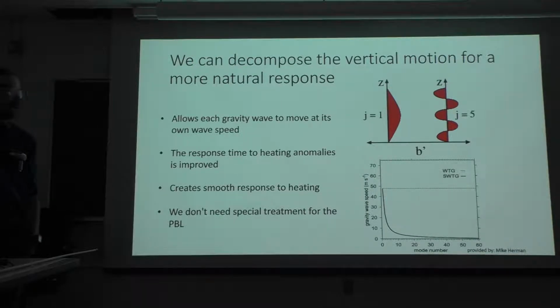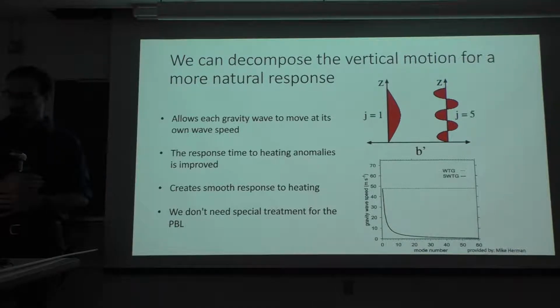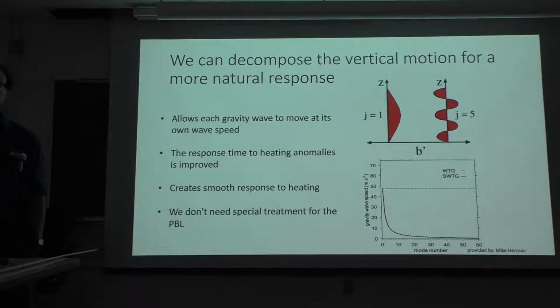If we decompose the heating and project it onto our vertical modes, which we can either just use basic Fourier decomposition, or we can use basis functions that we calculate from the actual stability of the atmosphere. But we project the heating anomalies onto those and then calculate how much vertical velocity for each mode we need. And this gives us a much more realistic wave speed per mode number, which provides several benefits. The first, like I said, was the improved response to heating anomalies. The other benefit is that the response to the heating anomalies is more smooth.